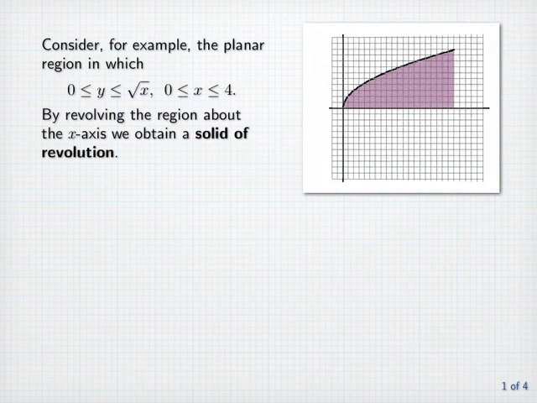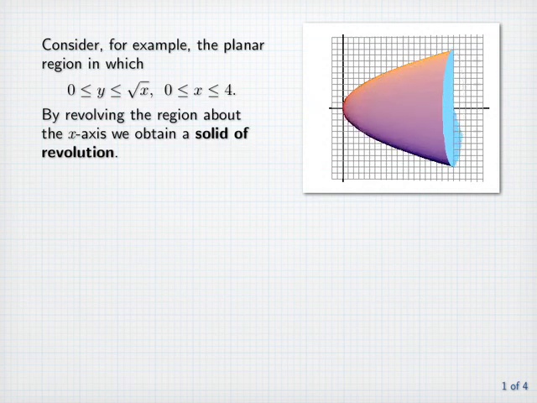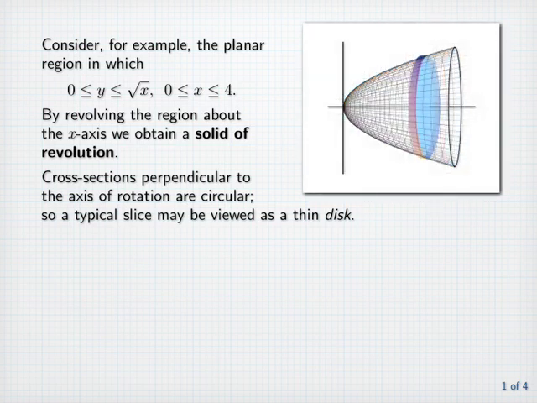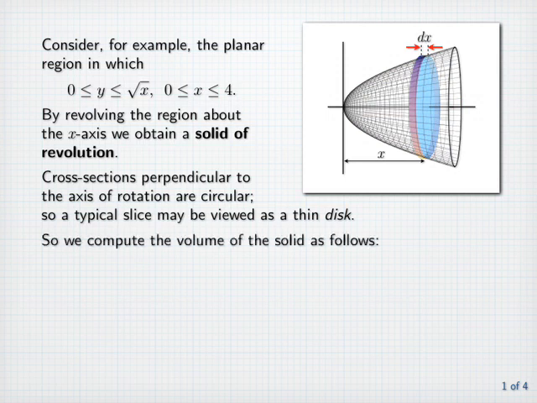Here's an animation that traces out an outline of the resulting solid. Here's another animation in which we see the actual solid formed. Cross-sections perpendicular to the axis of rotation are circular, so a typical slice may be viewed as a thin disk. So let's suppose that a typical disk is located at x and has a thickness dx. We'll compute the volume of the solid as follows.